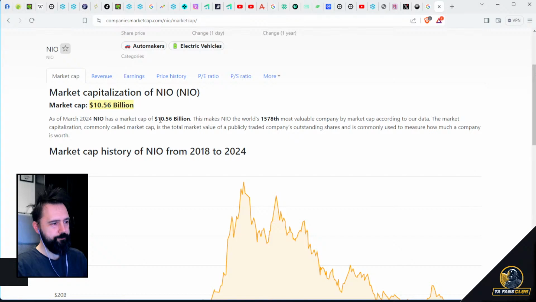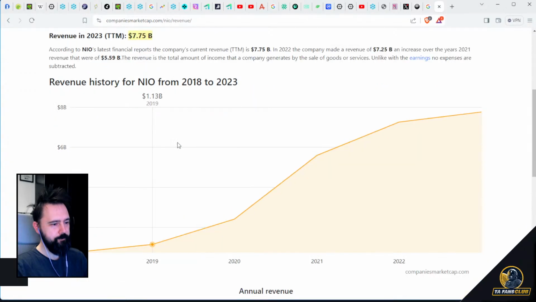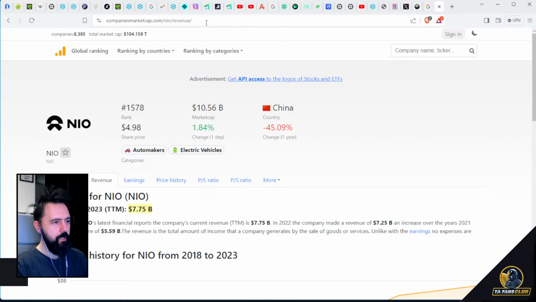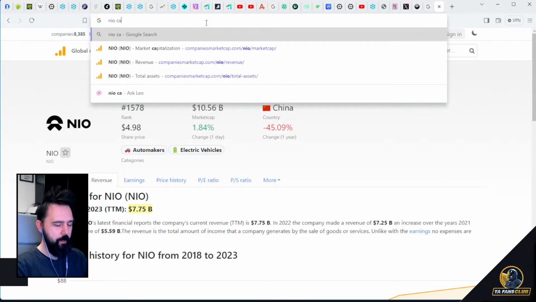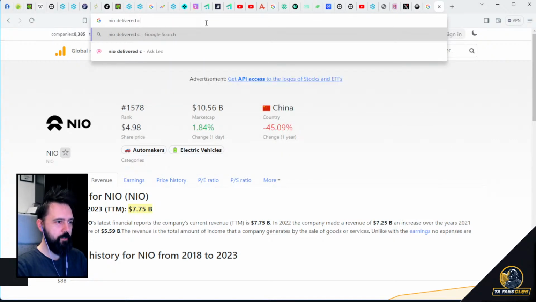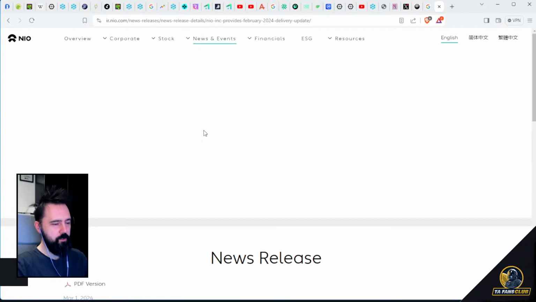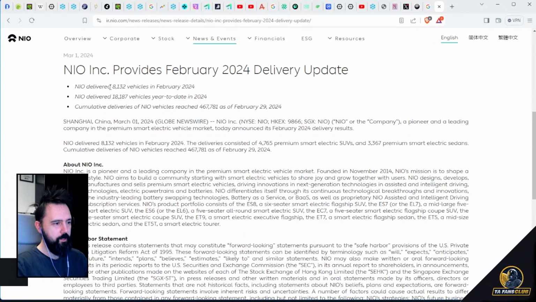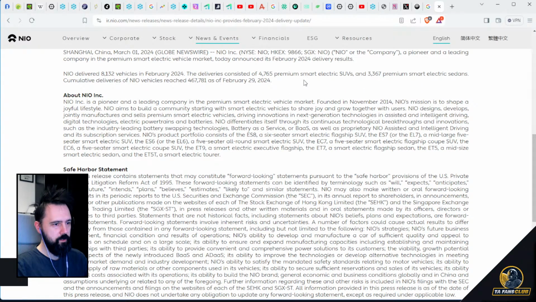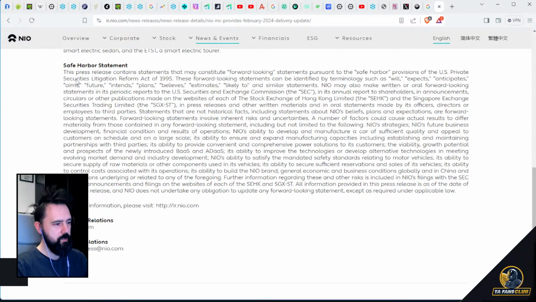But do you know what I want to know about Neo? I want to know how many cars they delivered. So you got a February 2024 delivery update. Neo delivered 8,000 in February. Neo delivered 18,000 year to date. So in January it was 10, in February 8. Cumulative deliveries for Neo vehicles reach 40 in February. Delivery is premium small, so it's not actually selling.